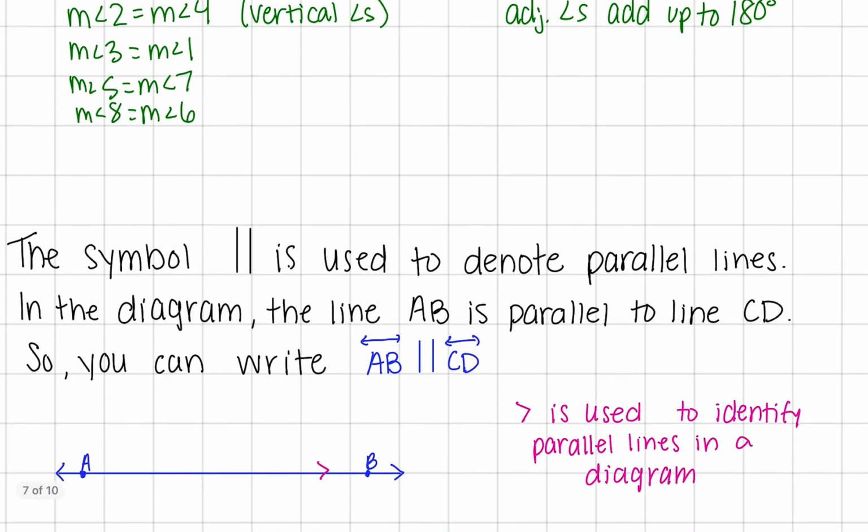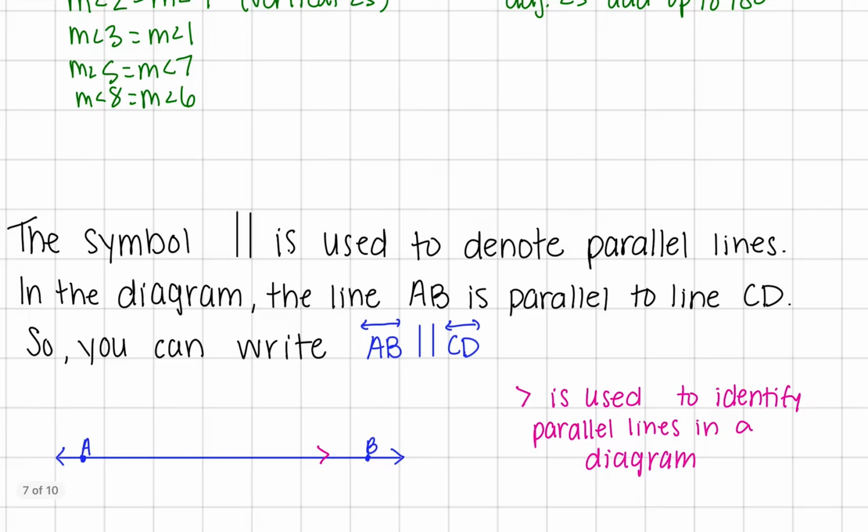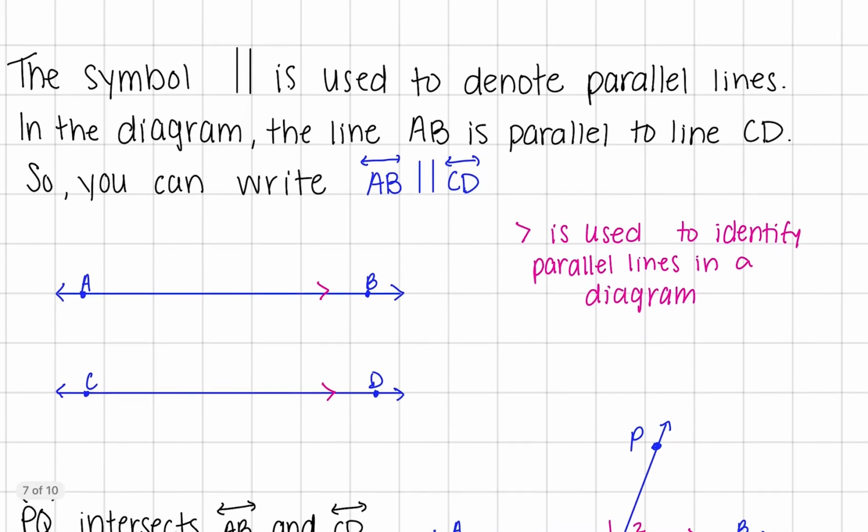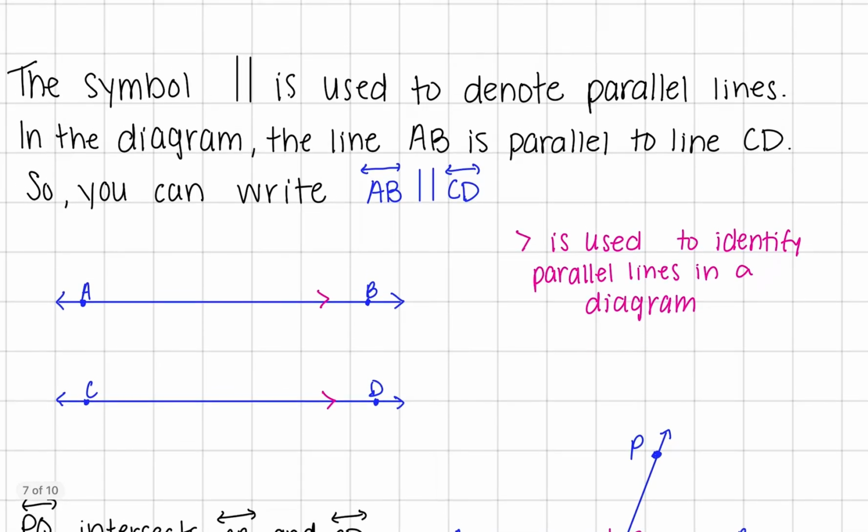So, the symbol with 2 lines is used to denote parallel lines, as we talked about in Recall Prior Knowledge. In the diagram, the line AB is parallel to line CD. So you can write AB is parallel to CD. And we use the arrow to identify parallel lines in the diagram. I had to redraw this so that you can still see it on my screen, but you can just add to it.